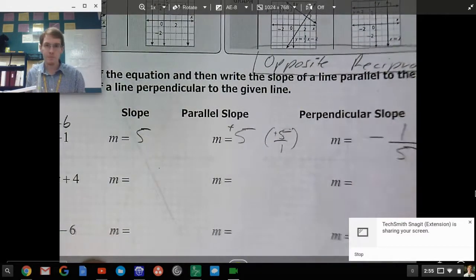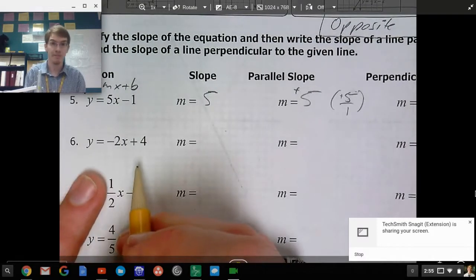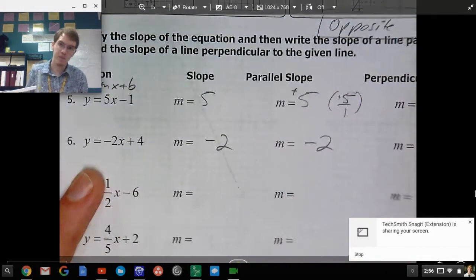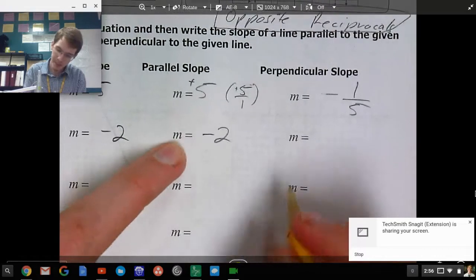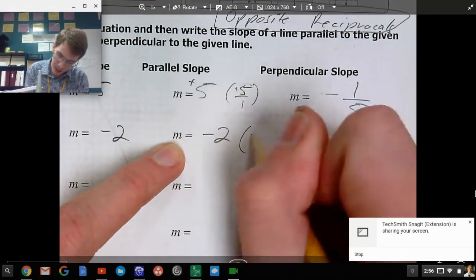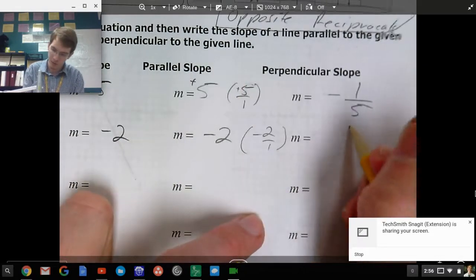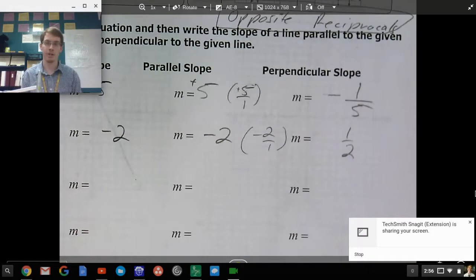Okay. Number 6. The slope for number 6 is -2. So the parallel slope is also negative 2. And the perpendicular will be, again, I'm going to think of negative 2 as negative 2 over 1. So I'm going to flip that, so 1 over 2, from negative to positive. So there it is. That's our perpendicular slope.